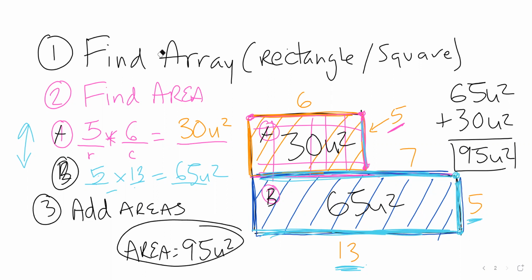It's a 3-step process. 1, find your arrays. Draw a line so that you're actually making rectangles and squares. 2, find the area of all those different rectangles and squares you found. Sometimes it's 2 of them. Sometimes you might have to cut it so there's 3. Sometimes 4. I don't know. It just depends. And then 3, once you have the area of each part, add all those parts together to get the total area of the entire shape.